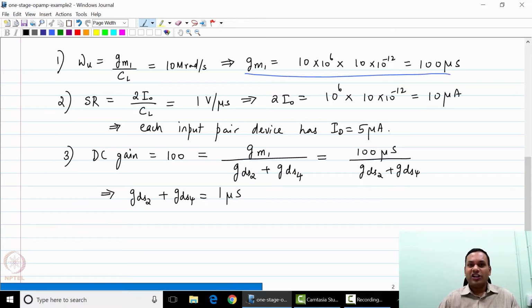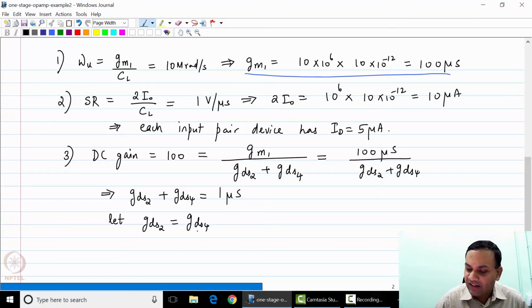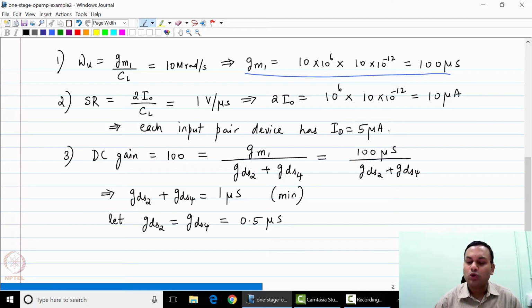Now we will make a judgment call, and this is one of the parts of design. Instead of setting up equations in variables, we will make a judgment call and say let the two resistances or two conductances be equal. Let GDS2 be equal to GDS4 be equal to 0.5 microsiemens. So please note that this is the minimum GDS2 required. If GDS2 were smaller than this, then the DC gain would be larger. The important condition is that the sum of the GDS2 should be larger than 1 microsiemen.